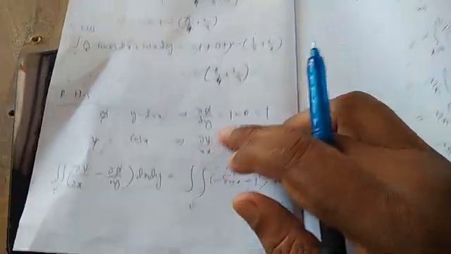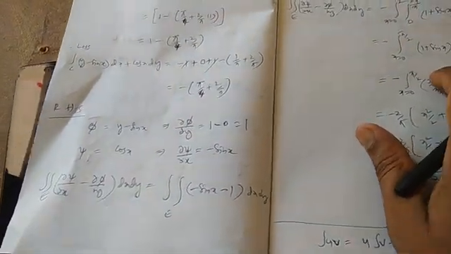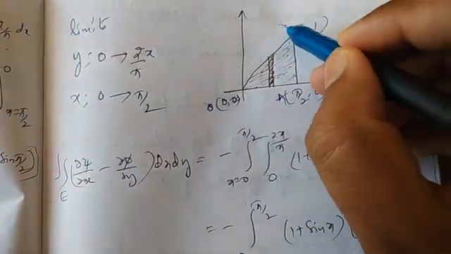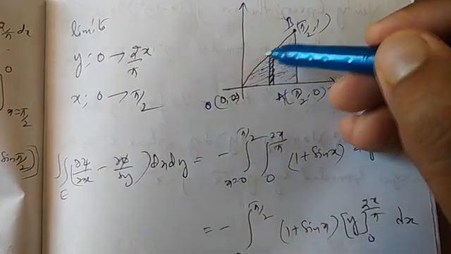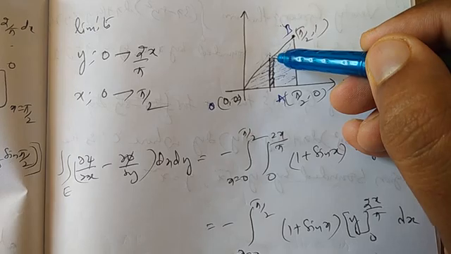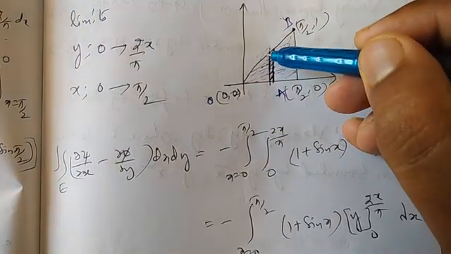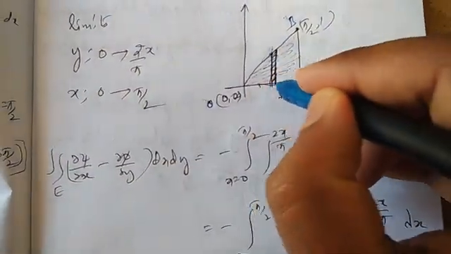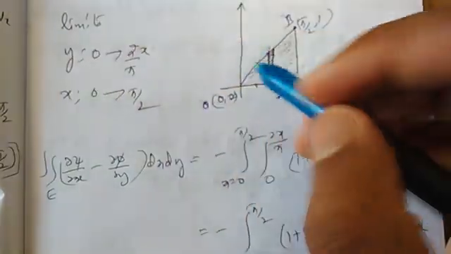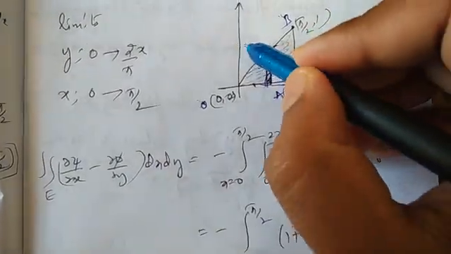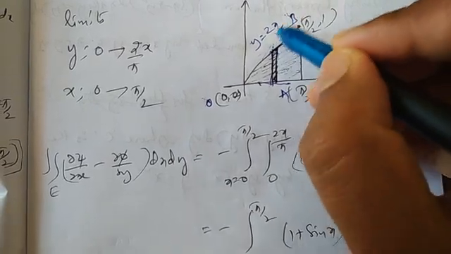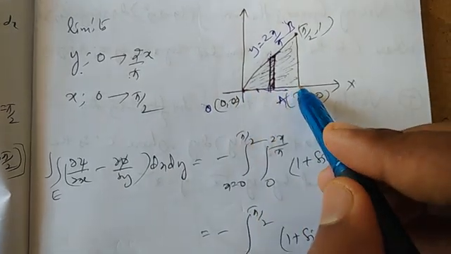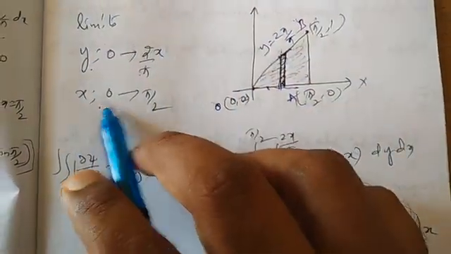Now for this integration we need to pick up the limits. For that I draw the region again, with the same O point, A point and B point. We need to find the surface integral, so I pick up the limits by taking vertical strips. For vertical limits, first write the y limits. Y varies from the x-axis, y equal to 0, to this line, which is y equal to 2x by pi. Now x varies from 0 to this line, x equal to pi by 2, so 0 to pi by 2.